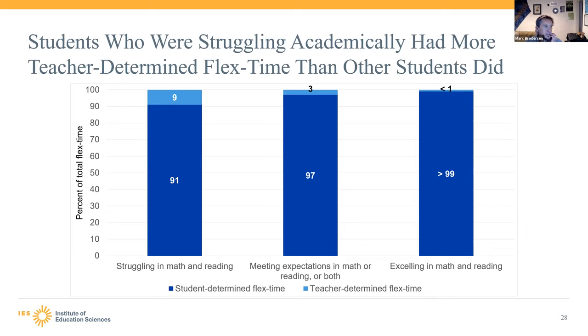And here we can see that students who are struggling in both math and reading had more teacher determined time than other students, which I think is promising. We would hope that students who are struggling, particularly in both academic areas, hopefully the teachers are aware of that and are helping direct them a little more towards getting the assistance that they might need. We can go to the next slide.